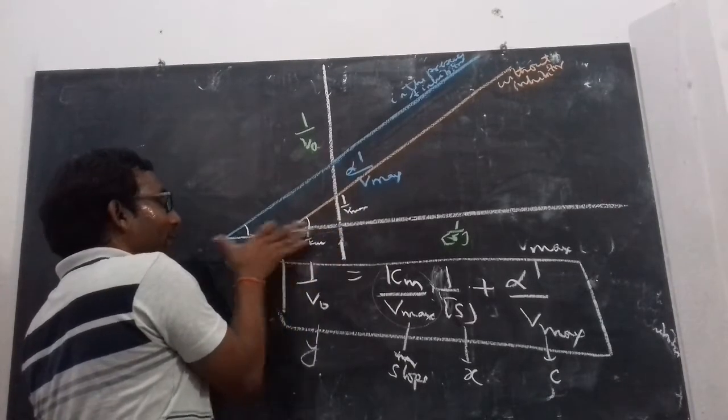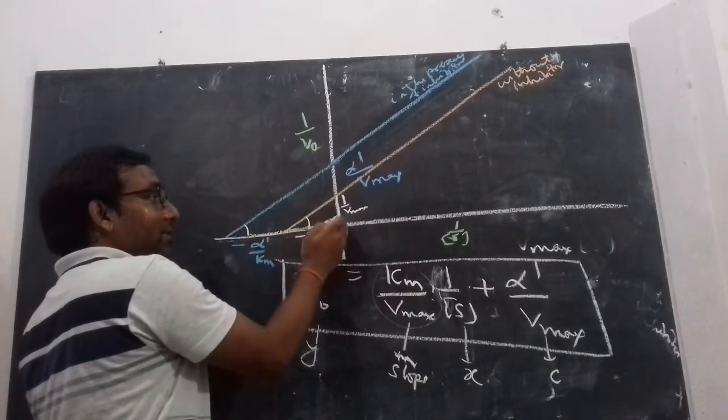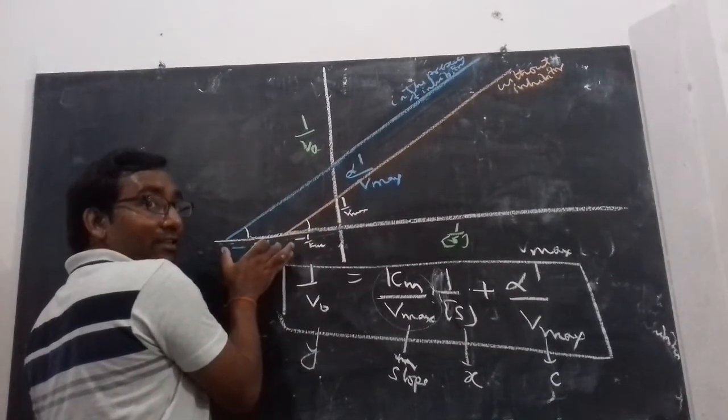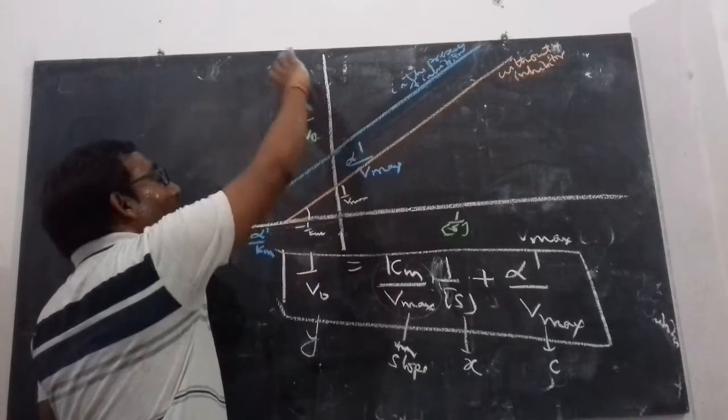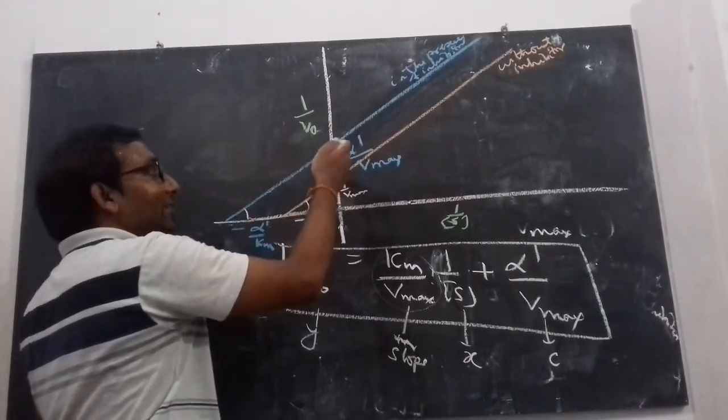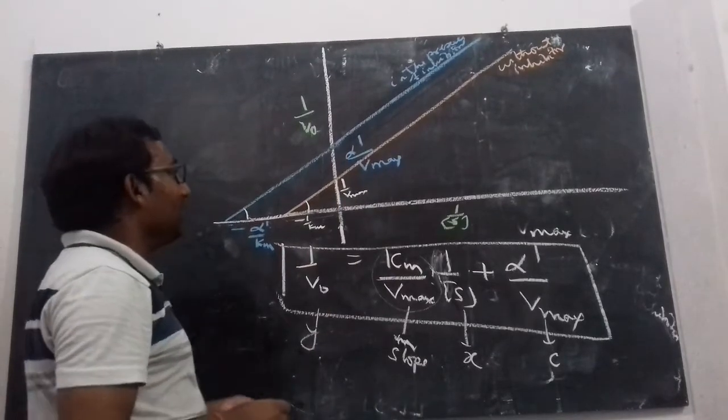Similarly, people think we are going this side, so the value will increase. How will it increase? This is the origin, and it is in negative. So as you go further, the value is decreasing. You should understand this. And this is also 1 by V naught, not V naught. So of course this value is decreasing, not increasing.